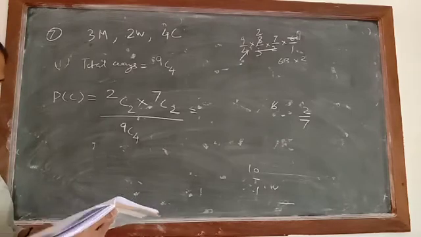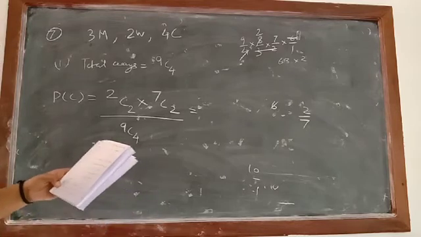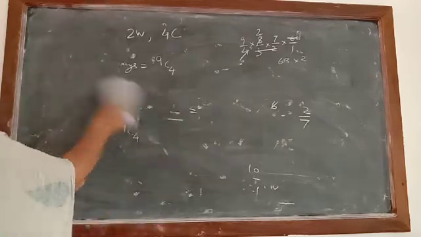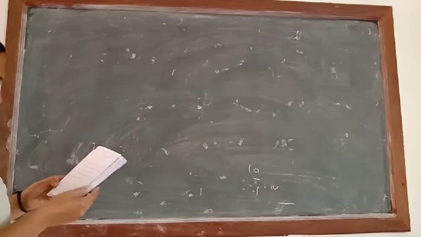In the next question, find the probability that a leap year selected at random will contain 53 Sundays. A leap year selected at random will contain 53 Sundays.